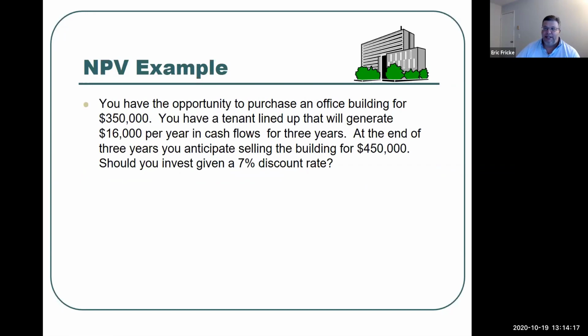So let's go ahead and do an example here. I'm going to start this in Excel. And why don't we all work on this after we read the problem. You have the opportunity to purchase an office building for $350,000. You have a tenant lined up that will generate $16,000 per year in cash flows for 3 years. And at the end of 3 years, you anticipate selling the building for $450,000. Should you invest given a 7% discount rate?